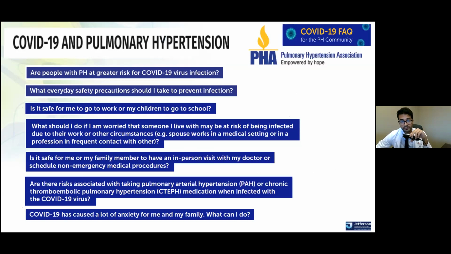For those who are looking for resources to understand how to deal with questions that come up with this group, I would direct you to the Pulmonary Hypertension Association website. I put the link right there on the screen. And they will answer several questions related to the day-to-day of what they should do. Can they go back to work? How should they limit their exposure if somebody in the family is exposed at their job? And it gives you really good resources and responses to deal with this problem.